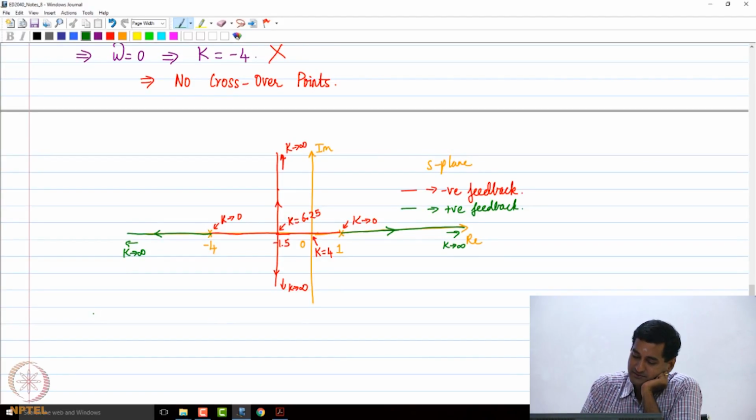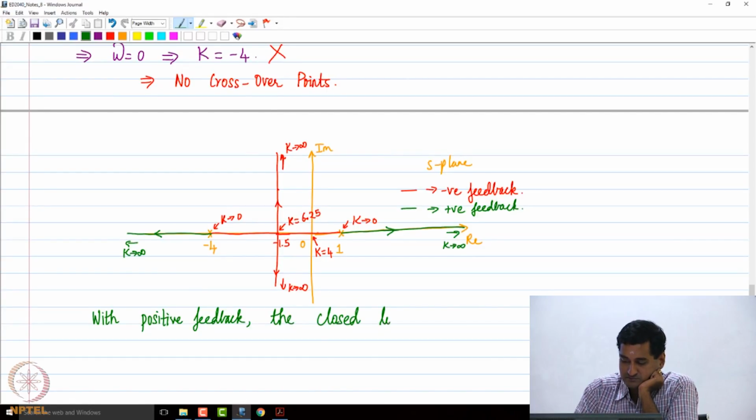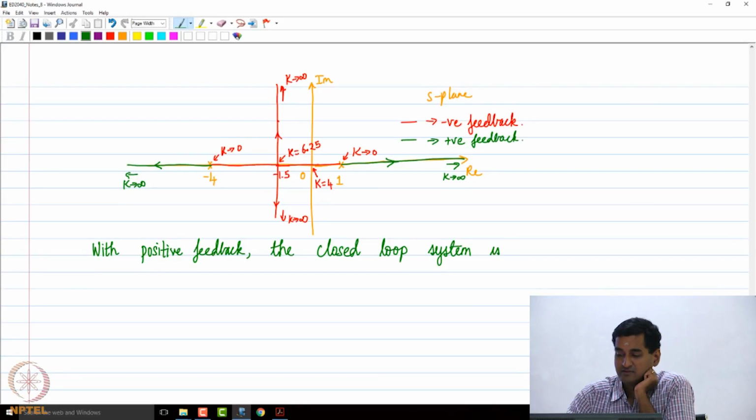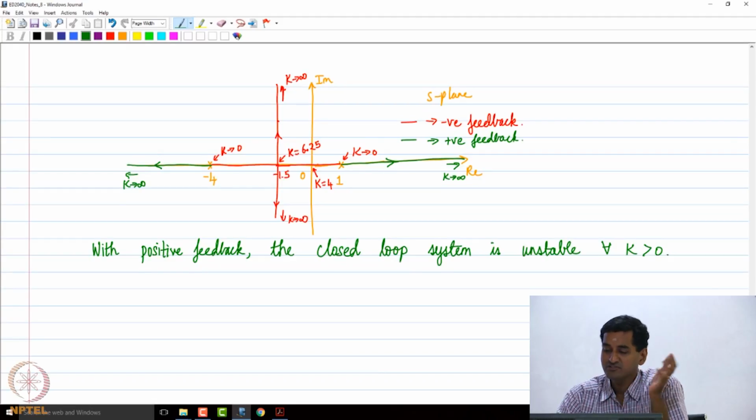We can immediately see that with positive feedback, the closed loop system is unstable for all k greater than 0, right. We can observe this because with positive feedback one branch of the root locus that starts from +1 is always in the right half plane, no matter what we do with the value of k. So, one branch is in the left half plane, but we need both to be in the left half plane for closed loop stability, correct.